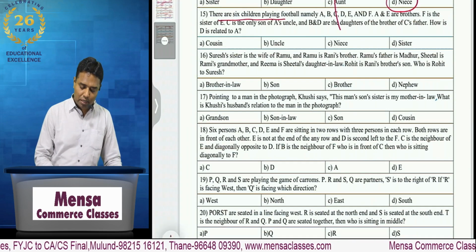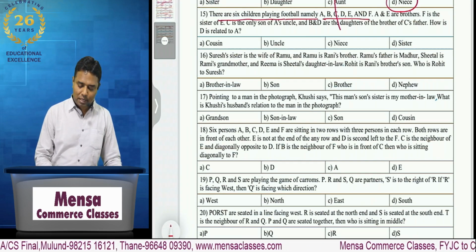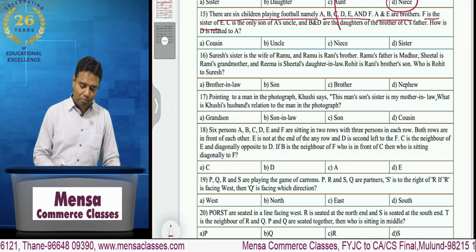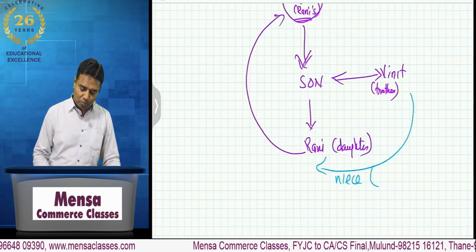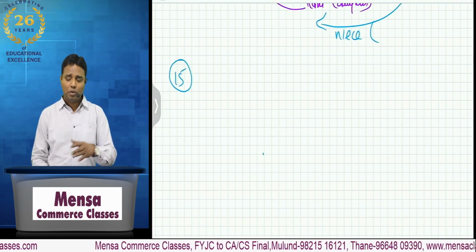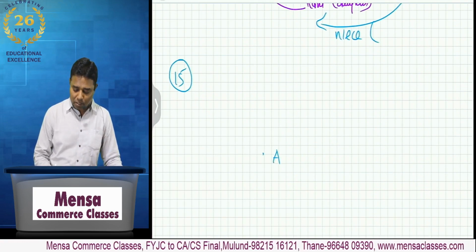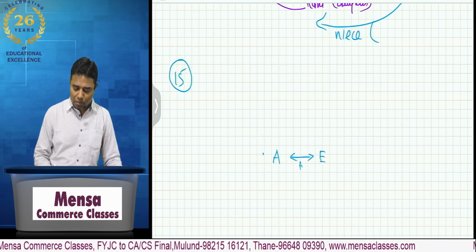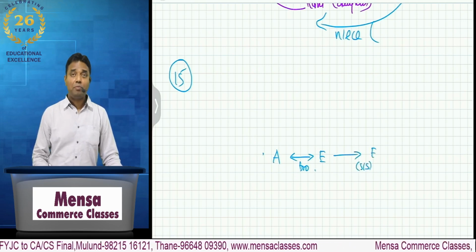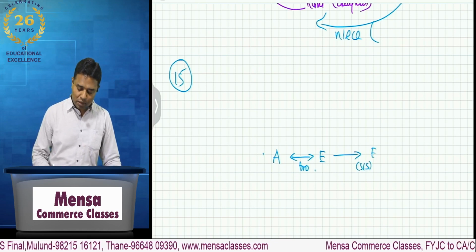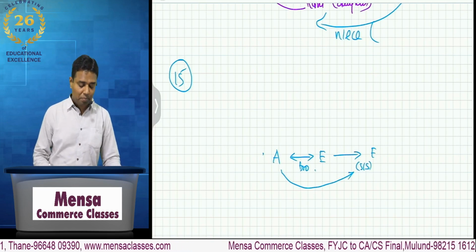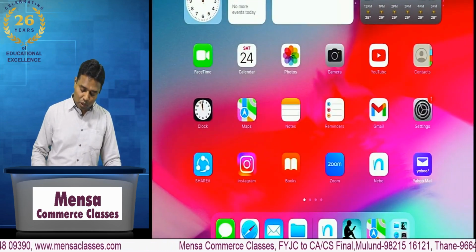There are 6 children playing football, namely A, B, C, D, E and F. A and E are brothers. F is sister of E. So let's draw that first. First line says A and E are brothers. And they are saying F is the sister of E. Very obviously, if it is sister of E, obviously sister of A also. That is the meaning of it. Let's read the line further.